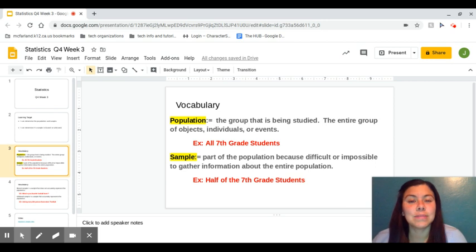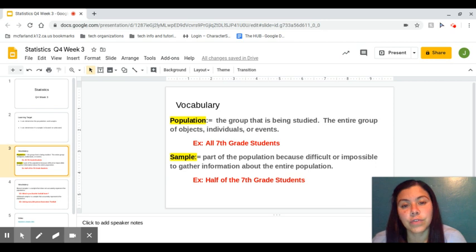But sometimes it's hard to get the answers from all 7th grade students. So we tend to ask a part of that. We tend to ask some 7th grade students, and that is called a sample. A sample is part of the population because it is difficult or impossible to gather information about the entire population.